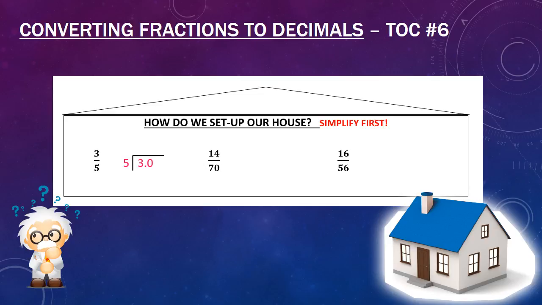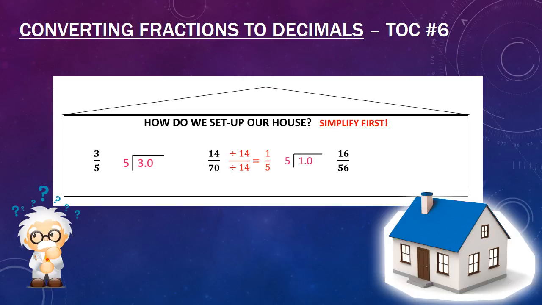We have 14/70ths, which I can divide both 14 and 70, and I can divide them both by 14. And when I do that, I get 1/5. And then when I set up my division problem, 1 is the numerator, it goes inside the house, and 5 is the denominator, it goes outside the house. And again, you'll see that I added that decimal and that 0, so I'm ready to start dividing.